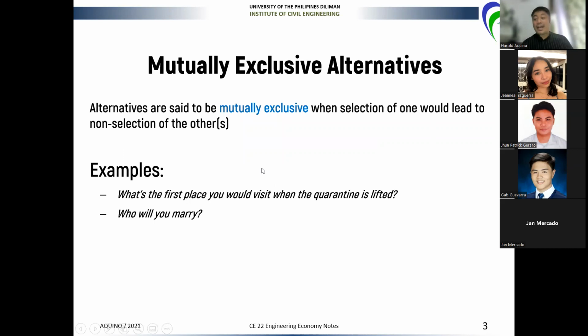So as a recap of our previous lesson, mutually exclusive alternative, we say that our alternatives are mutually exclusive if selection of one would lead to non-selection of the others in the mix. For instance, naalala niyo yung mga examples natin last time was the first place you would visit when the quarantine is lifted. Diba? There's only one option and all the other options would not be selected if you already chose one. Or say, who will you marry?